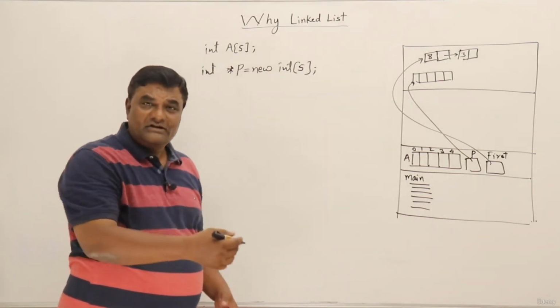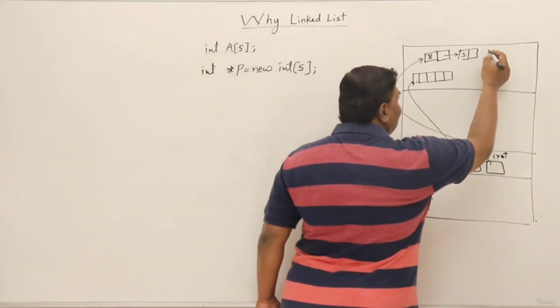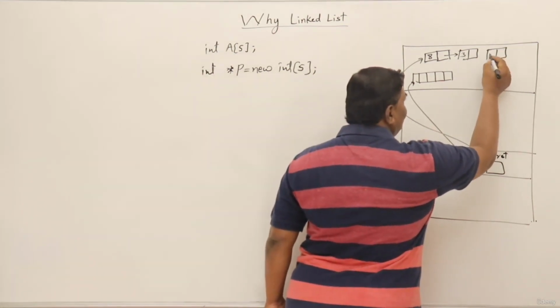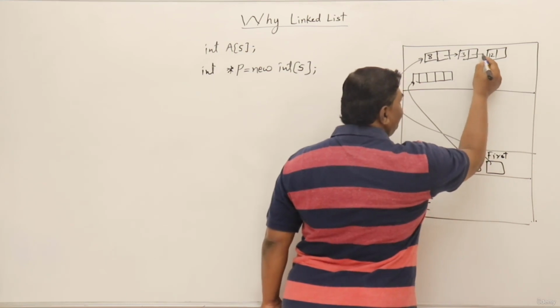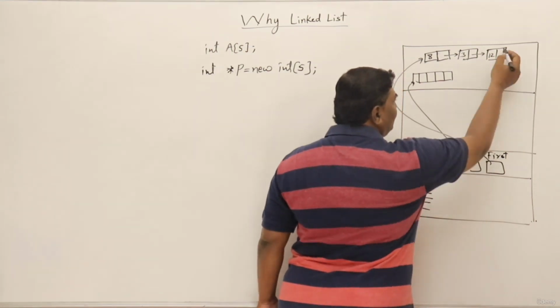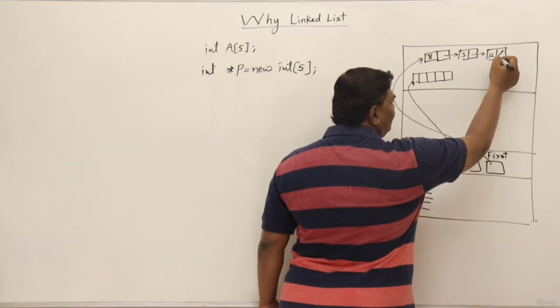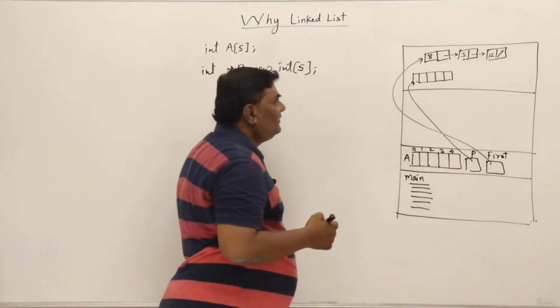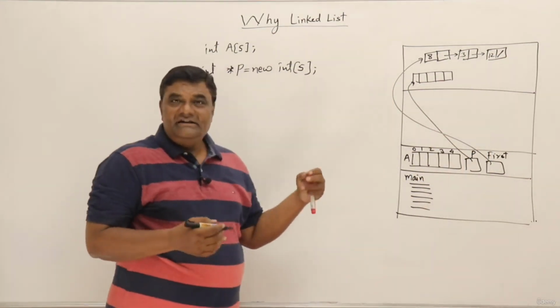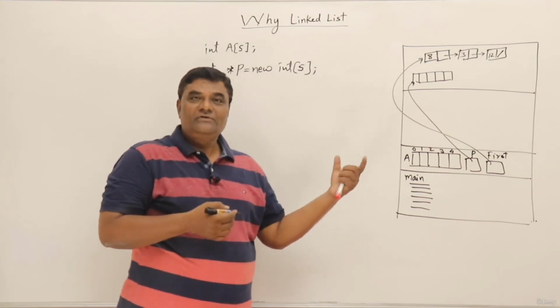Next I have one more element, 12. So again create a node. The node will contain the value 12 and the pointer to next, and this pointer will be pointing on this one. There is no node beyond this one, so let it be null. So I am creating a node whenever I want to store an element.